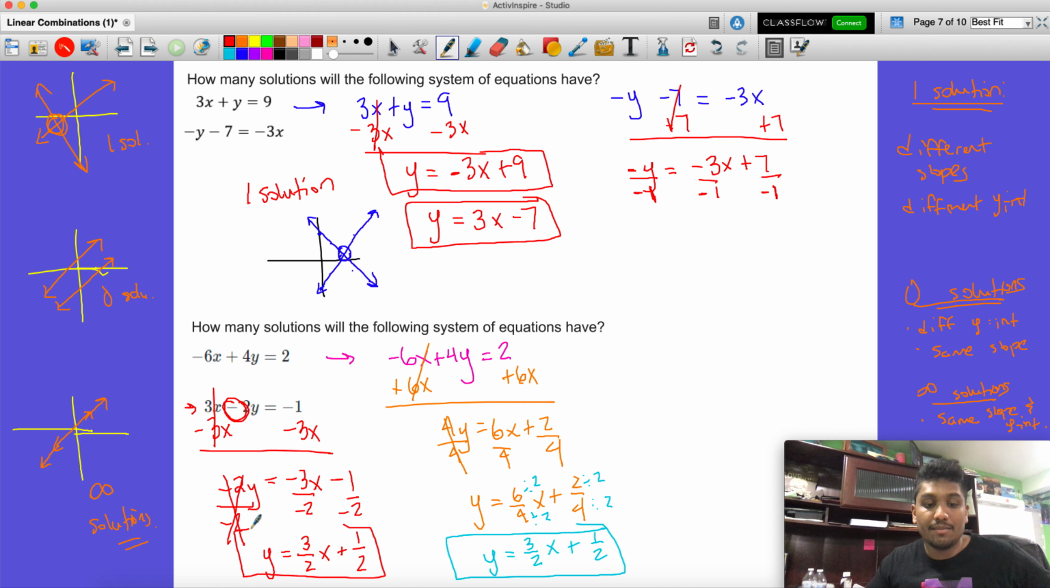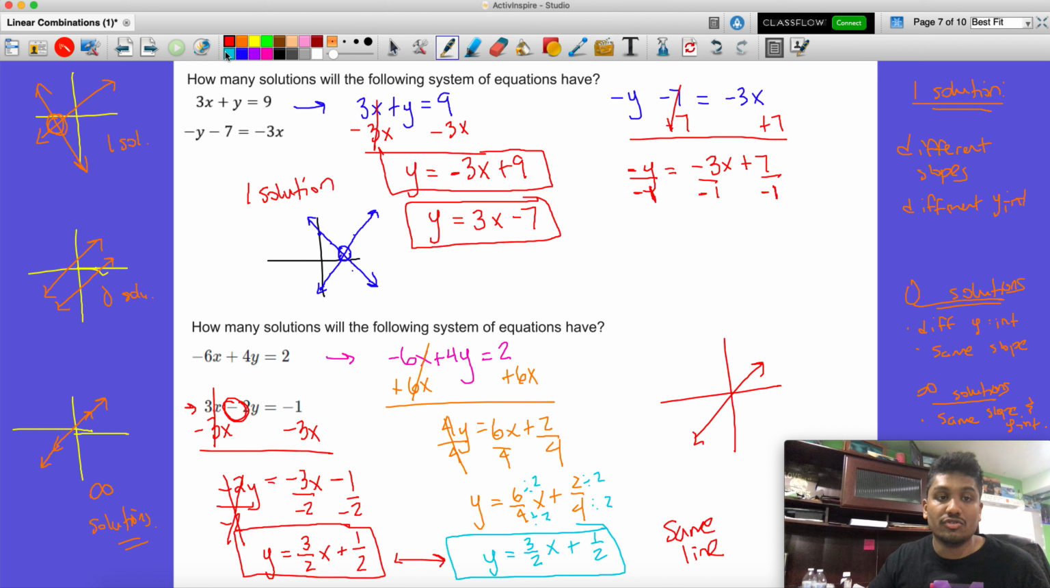When you compare them, how do they differ? y equals 3 over 2 x plus 1/2, and y equals 3 over 2 x plus 1/2. They're the same. If they're the same line, we're talking about a line that looks like this. If I were to draw the second one in the same color, it would look like this. They overlap each other, so this would be infinite solutions.